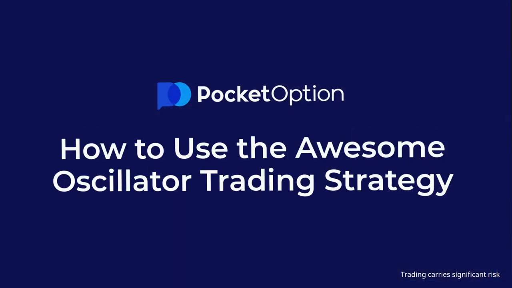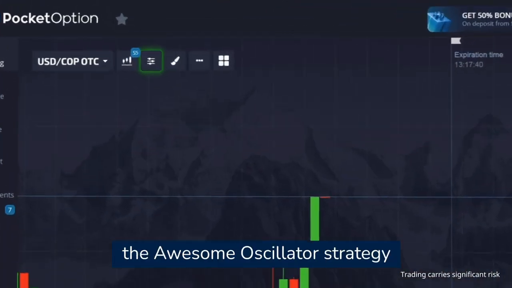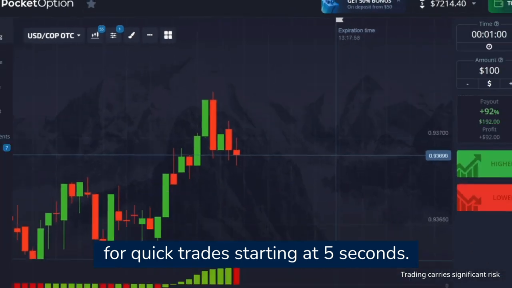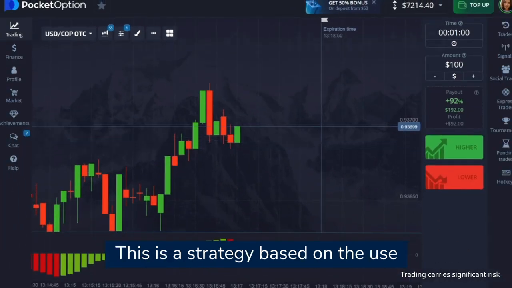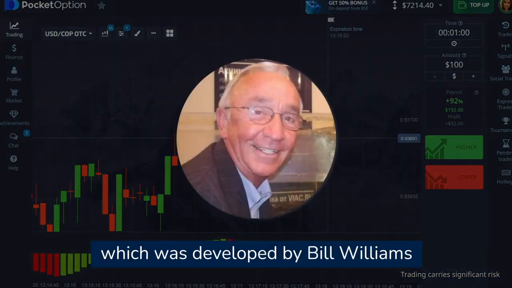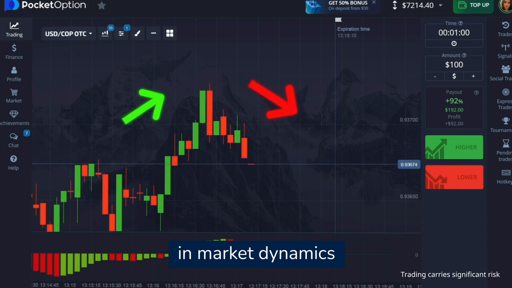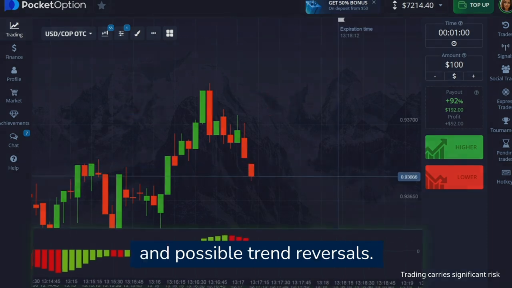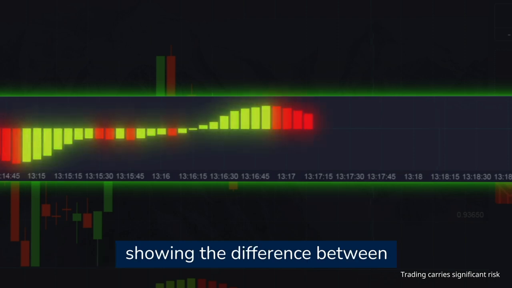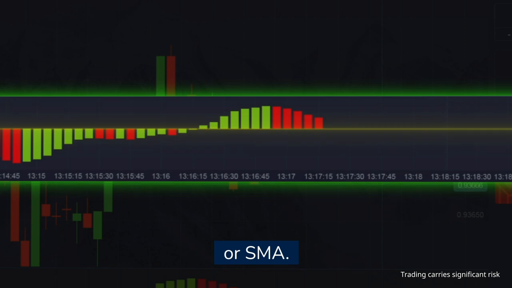How to use the awesome oscillator trading strategy. Today we will show you how to use the awesome oscillator strategy for quick trades starting at 5 seconds. This is a strategy based on the use of the awesome oscillator AO indicator, which was developed by Bill Williams and helps to identify changes in market dynamics and possible trend reversals. The indicator consists of a histogram showing the difference between the 34-period and 5-period simple moving averages, or SMA.